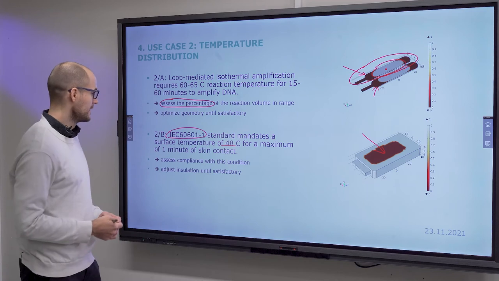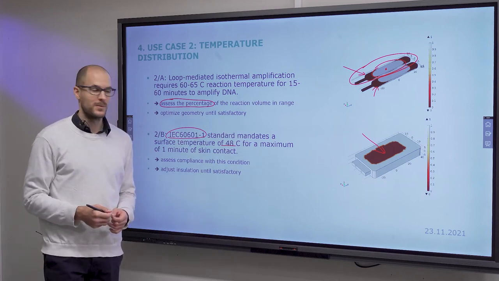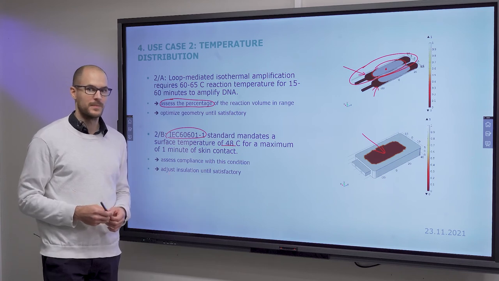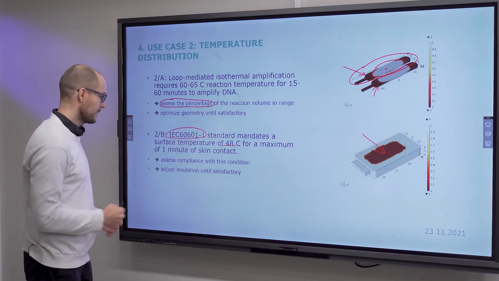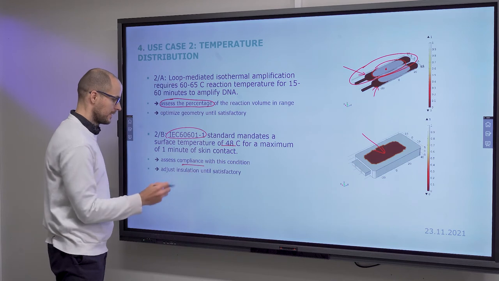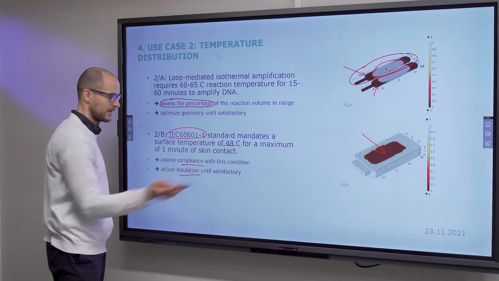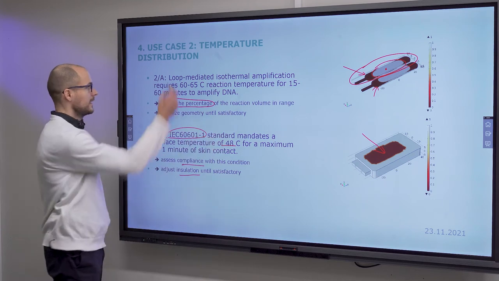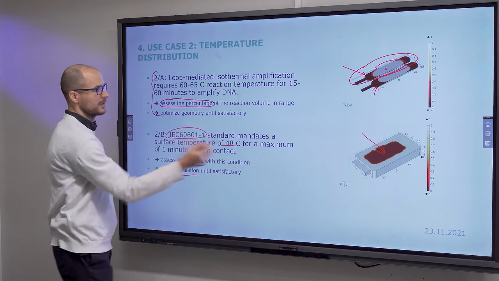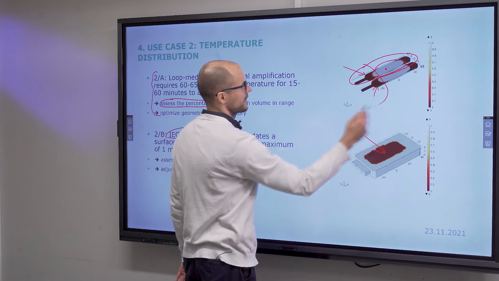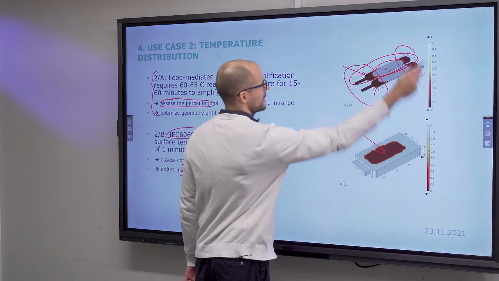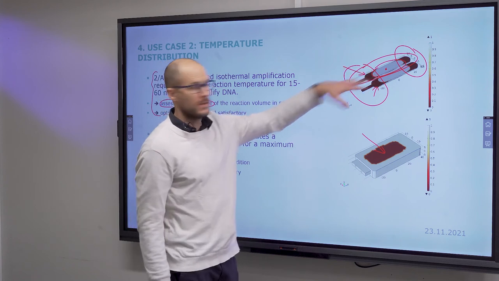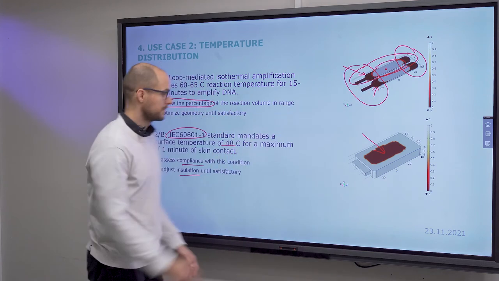Can it be good enough for the standard, or will the user be burnt if it is too high? So you can assess compliance with the standard and adjust insulation until you meet the correct conditions. And up here, you can also look at where you need extra insulation or where the heater is ineffectual. So by installing a heat spreader, you will now have the right distribution.